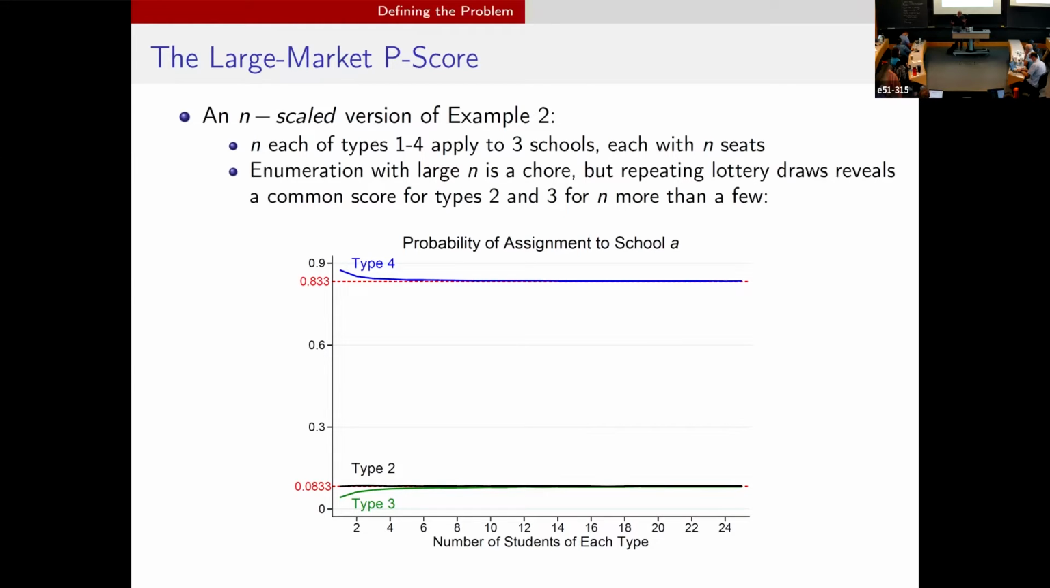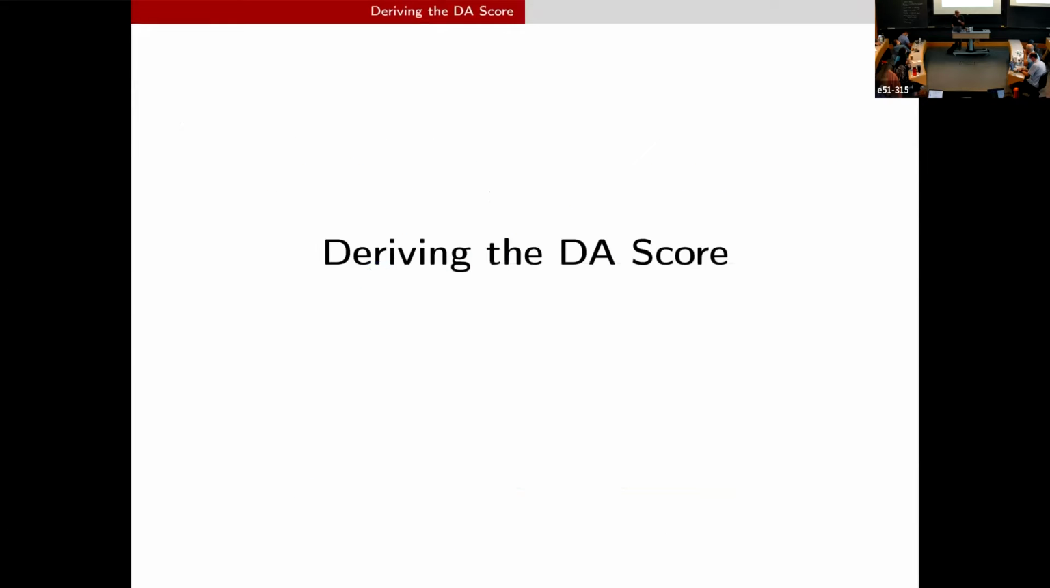And so you might think that if we had realistic data sets where we have a large number of applicants, we could appeal to the continuum idea that Irene talked about to get some more traction on the score, okay? And so that's where I want to turn to next, okay? So I'm going to work with the continuum model of deferred acceptance that Irene talked about and give you a formula for the deferred acceptance propensity score, what we call the DA score, okay?